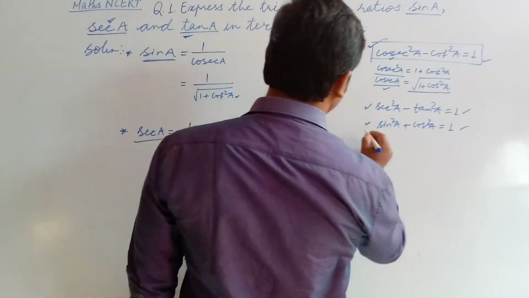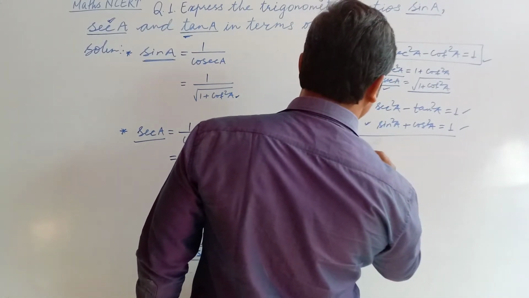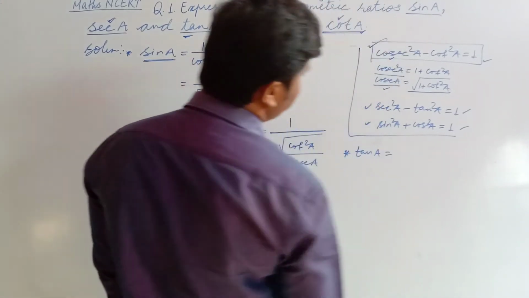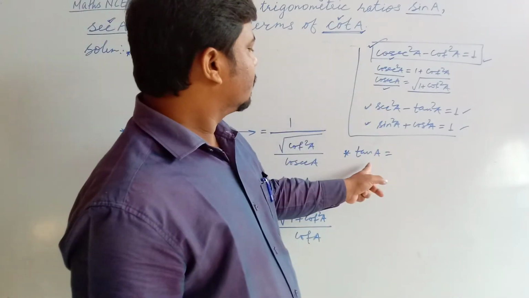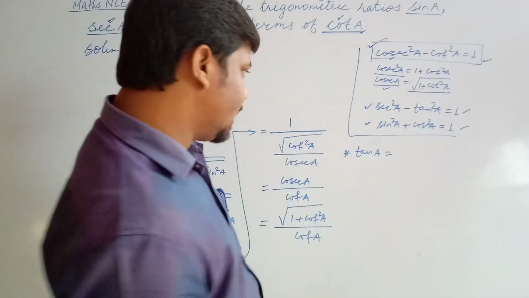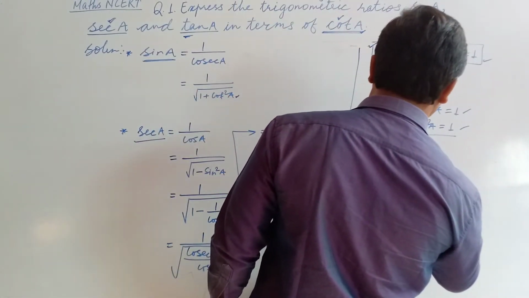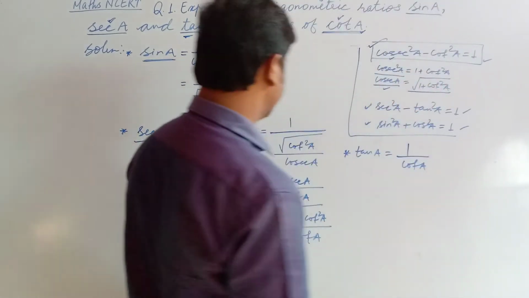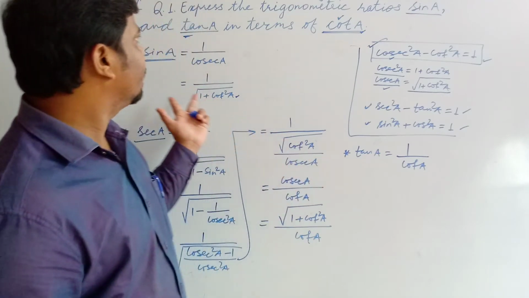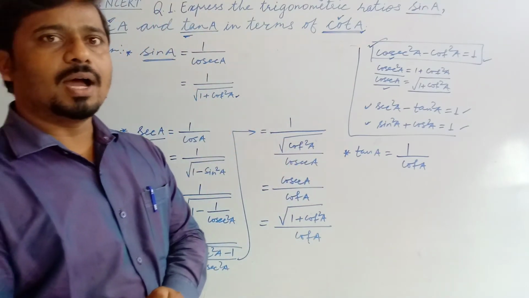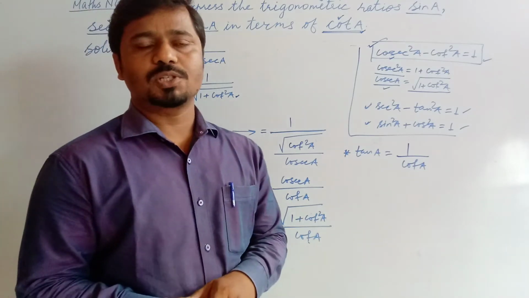So how can you change this tan A? You know, cot A is the reciprocal of tan A. So directly we can write here tan A equal to 1 upon cot A. So dear children, you see how I changed by applying the trigonometric identities. Next question we will see.